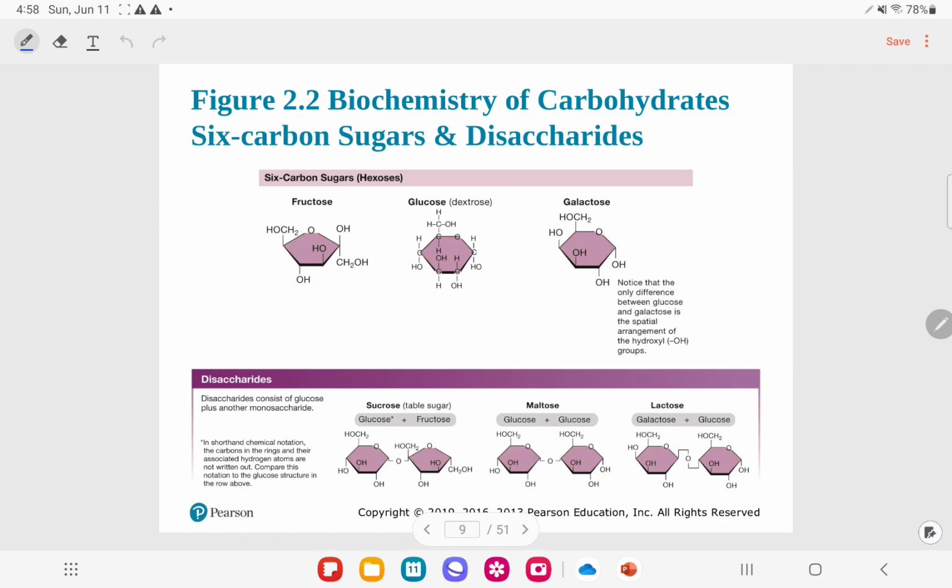Then you have disaccharides. Disaccharides consist of a glucose plus another monosaccharide. Okay, so we have sucrose, which is like table sugar. So you have glucose bound via glycosidic bond to fructose, right? Or maltose, you have glucose plus another glucose. Or you have lactose. Lactose is galactose bound to glucose, right? So these are disaccharides consisting of a glucose and another monosaccharide. So two sugar components, right?